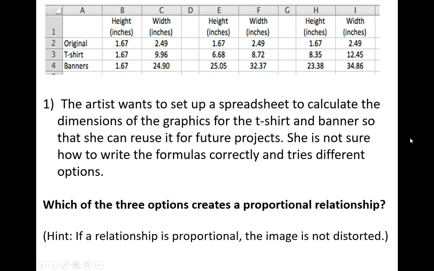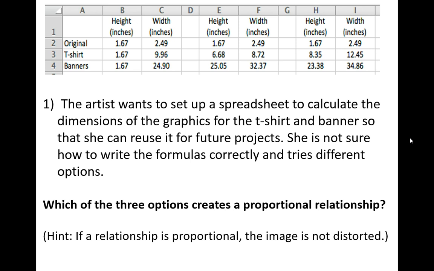Since the artist wants to set up a spreadsheet to calculate the dimensions of the graphics for the t-shirt and banner so that she can reuse it for future projects. She's not sure how to write the formulas correctly and tries different options. Which of these three options creates a proportional relationship? And they give us a hint. It says, if a relationship is proportional, the image is not distorted.